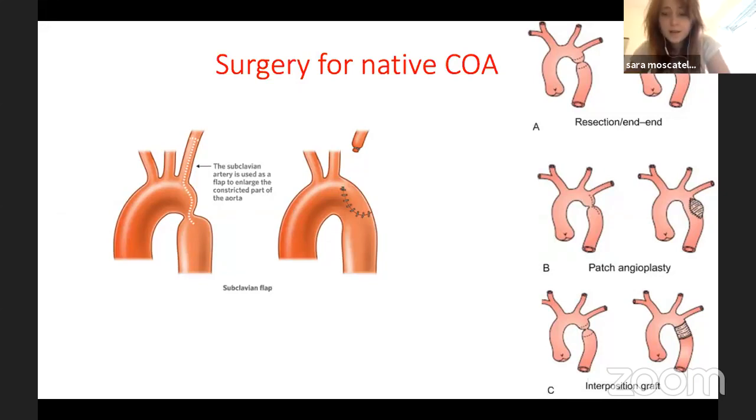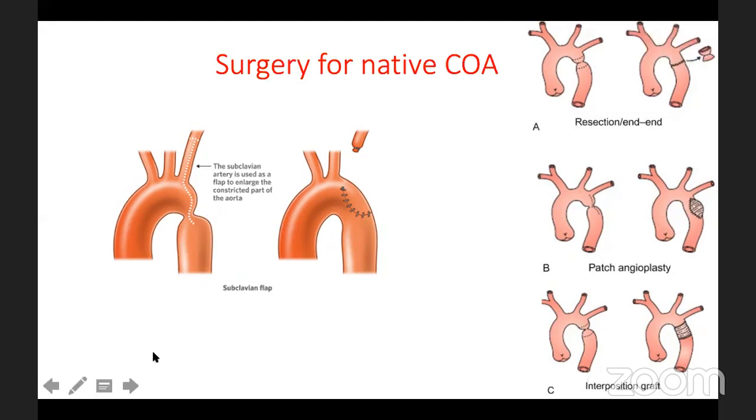Sorry for the interruption, Hatem. Thank you so much for an elegant illustration of the surgical techniques.